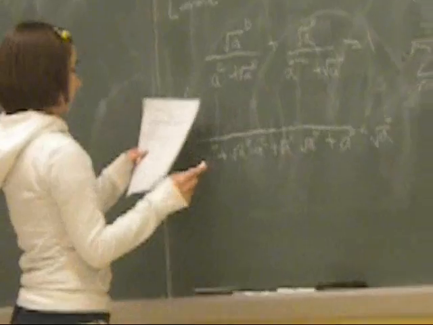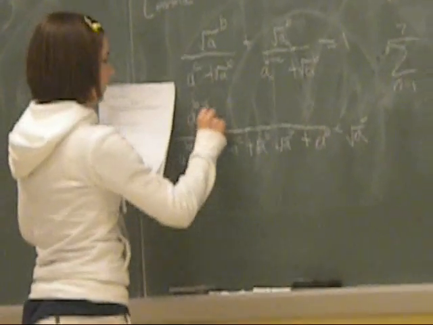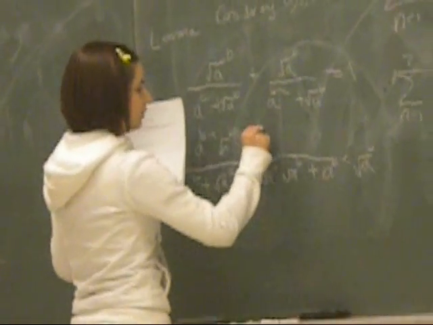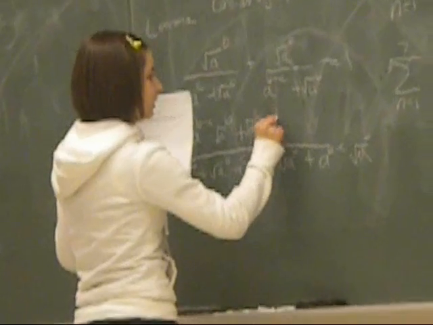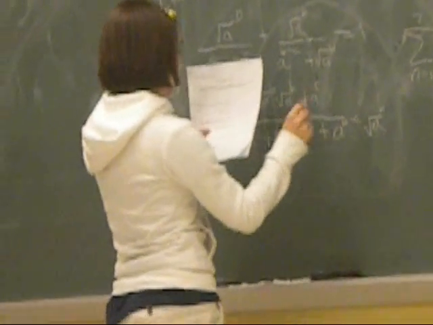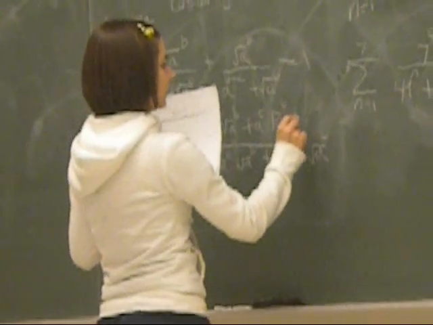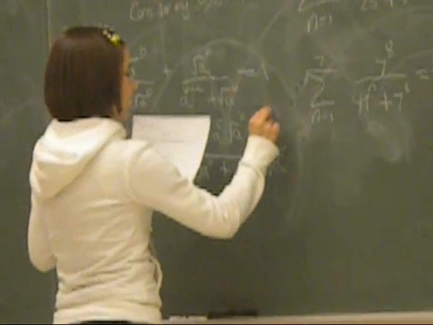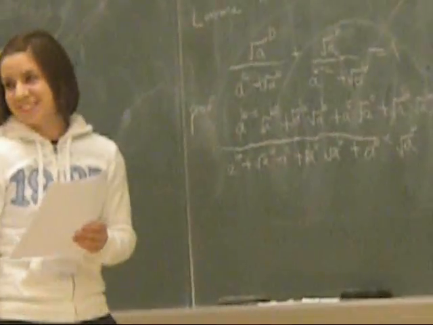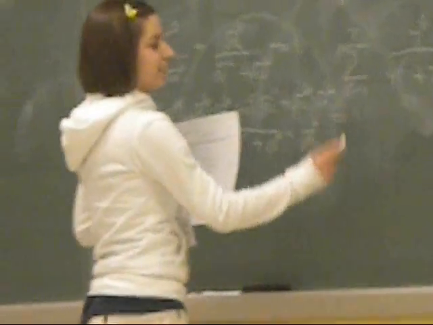If you do out the multiplication, I have it right here. Square root of A to the B plus square root of A to the B times square root of A to the B plus A to the C square root of A to the B plus square root of A to the B times square root of A to the B. Now, bear with me, this is kind of long, but everything cancels and it gives you 1.